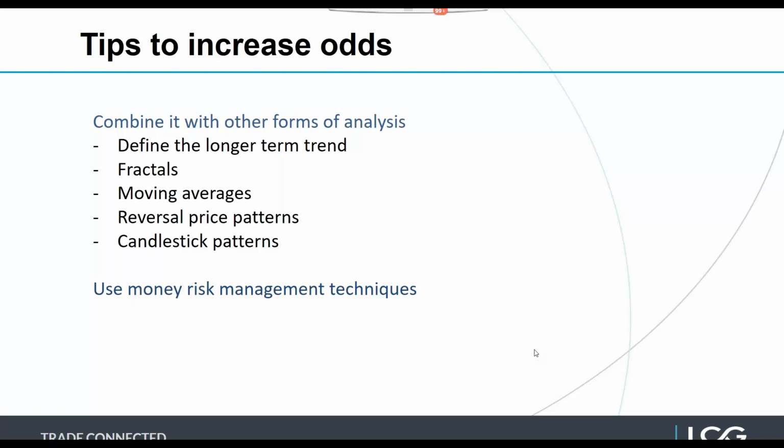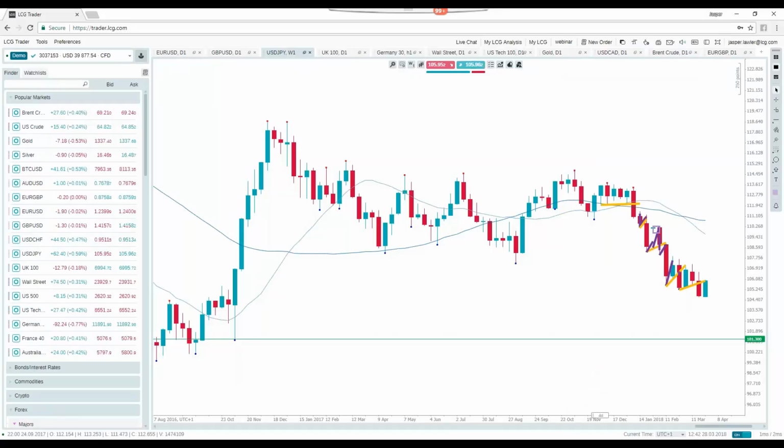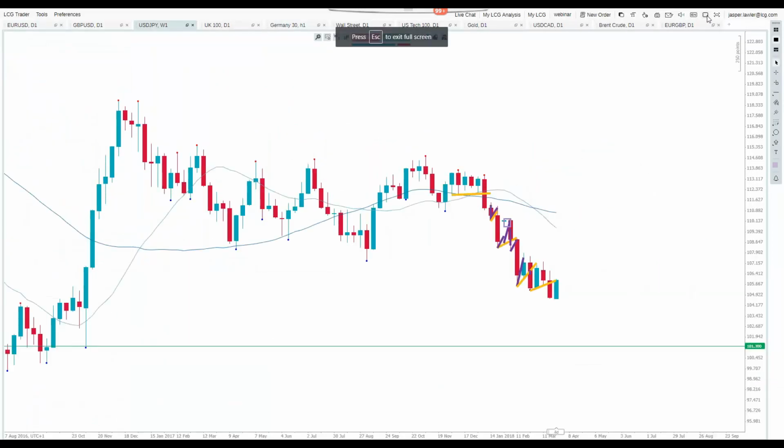And there are certain scenarios which, again, I'm hoping to go through here, where different order types might be needed in order to manage your risk in the situation. Right, so let's have a look at the LCG Trader. Here's dollar yen, as I mentioned. Let's get rid of everything else.